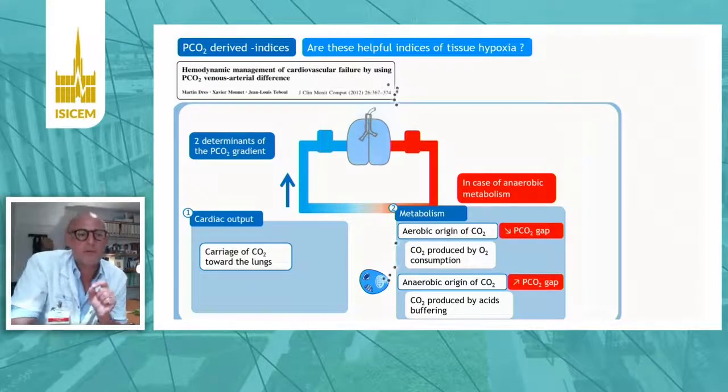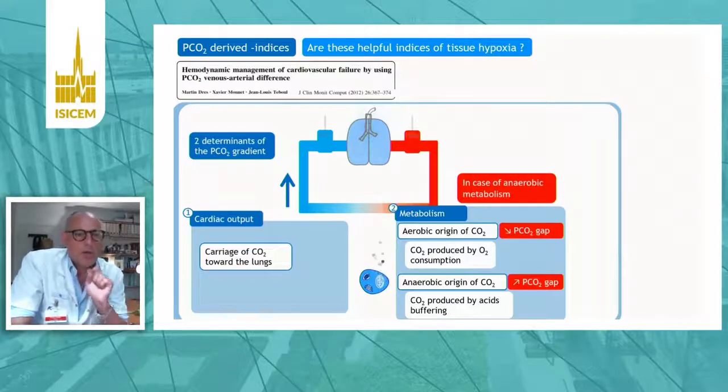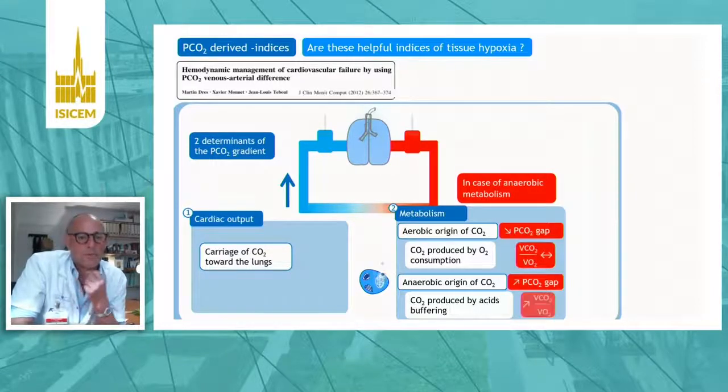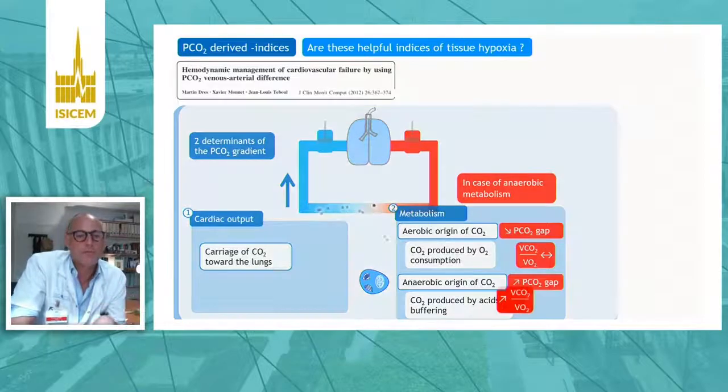But at the same time, the aerobic origin of CO2 decreases because less oxygen is consumed. In anaerobic metabolism, since less oxygen is consumed, less CO2 is produced. When you consume oxygen, you produce CO2 because of the respiratory quotient. It means that both changes should appear regarding the PCO2 gap. The best indicator of an anaerobic origin of CO2 should be this ratio between the VCO2 and the VO2.